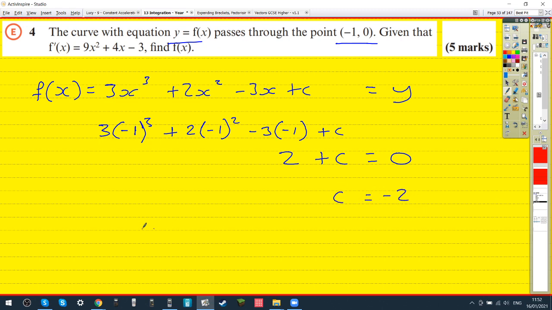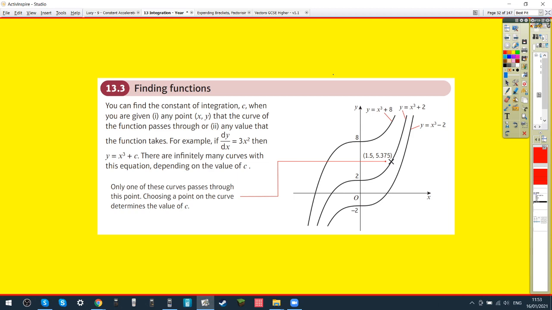And so what is now the full function of x, now that we know what c is? 3x cubed plus 2x squared minus 3x minus 2. That's it. Before, we weren't able to know what number it was because it was obliterated when it's differentiated. But now that we have a point that the curve passes through, we can actually retrieve the constant.